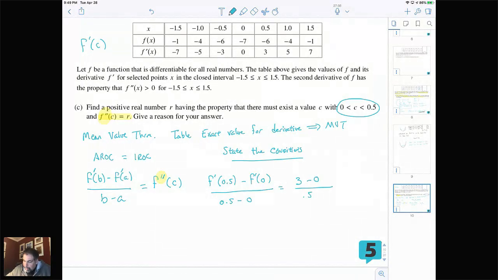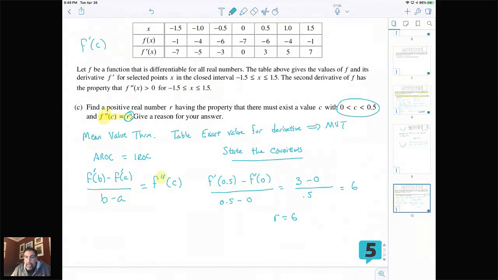Again, you could leave it, but if you do this out, you're going to find out that this is equal to 6. So what we're saying is that there is a value, r, because that's what they asked. They said, what does this have to equal? The value is that r has to equal 6 somewhere in this interval, guaranteed by the mean value theorem. Okay, guaranteed by the mean value theorem. So I hope that is clear for everyone here on this one.